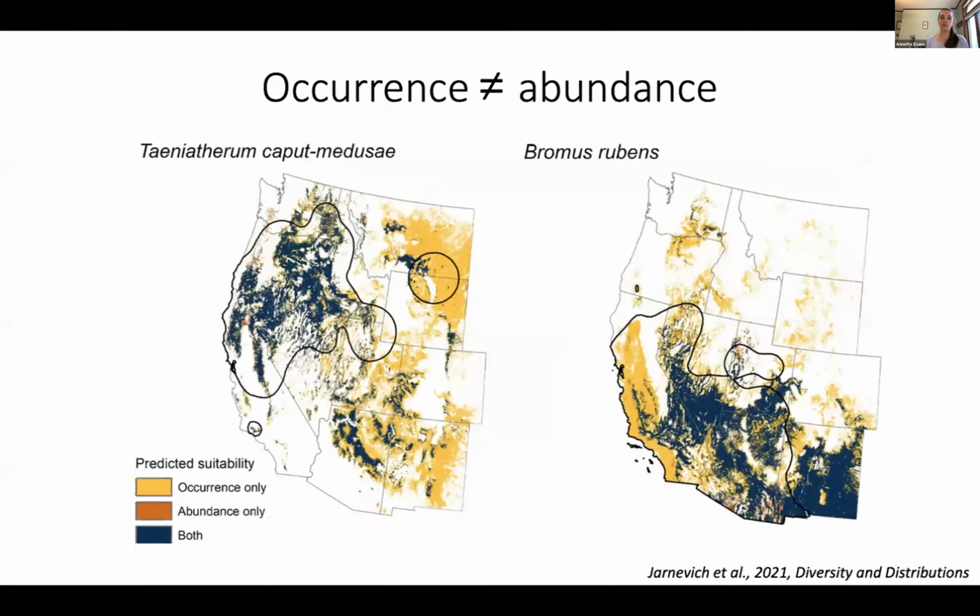And so there's a couple of different ways that we could narrow down a list of potentially range-shifting taxa. One of those is to not just focus on where a species could occur on the landscape, but where they could reach some level of high abundance.